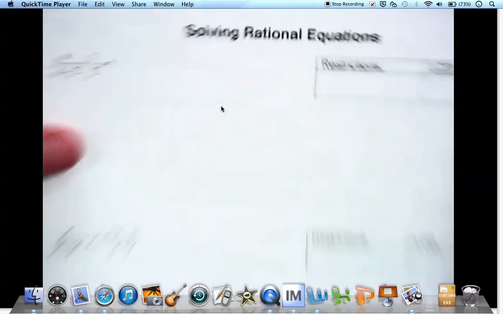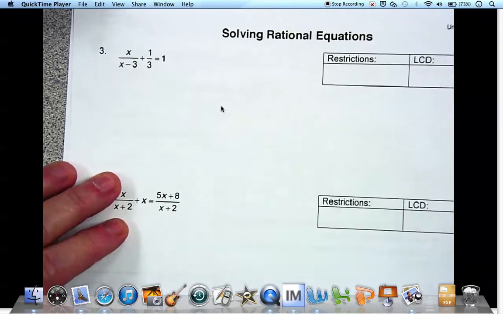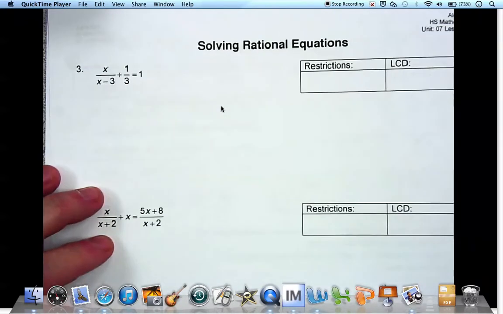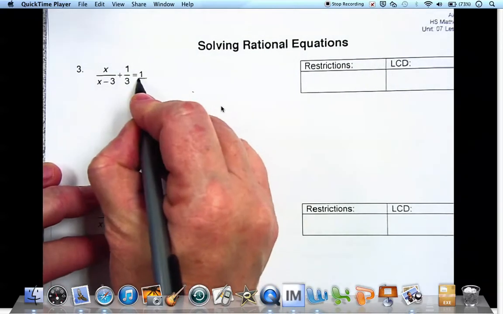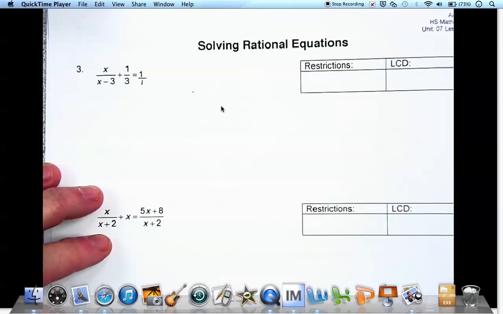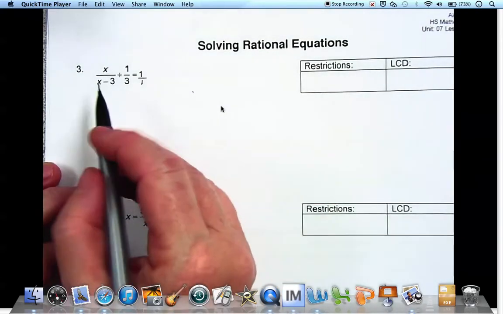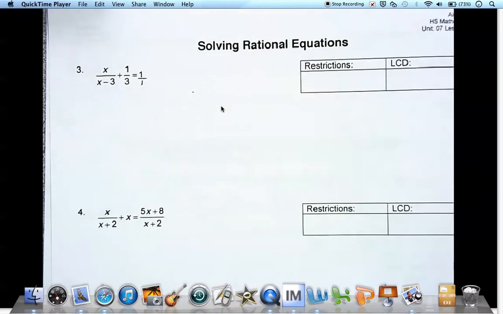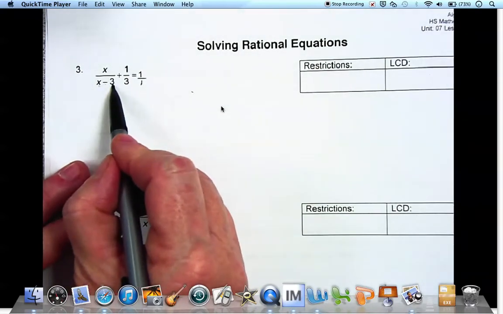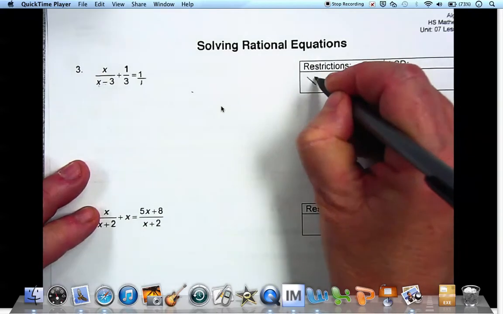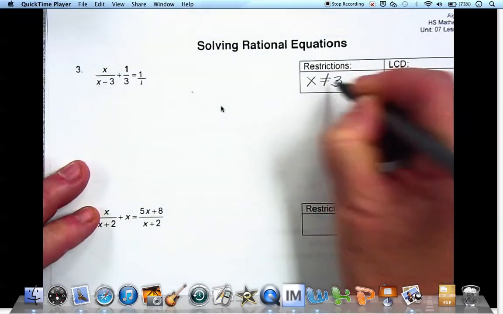Okay, let's turn it over to the back. Look at number 3. Okay, we can't use cross multiplication because we still have two fractions on the left. This is a whole number, but we can make it a fraction by putting a 1 under it. Let's first look at whatever restrictions we might have. So we only have to look at the x. What could we put in there for x that would make that 0? Well, if we plug in 3, 3 minus 3 would be 0, and then we'd be dividing by 0. So x cannot equal 3. That is our restriction.